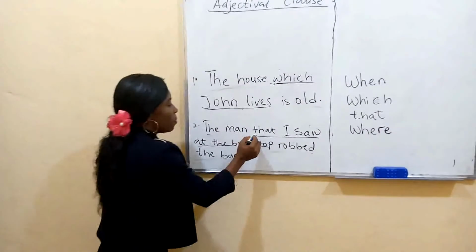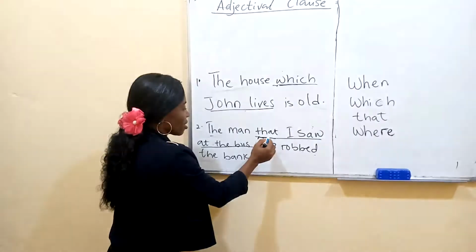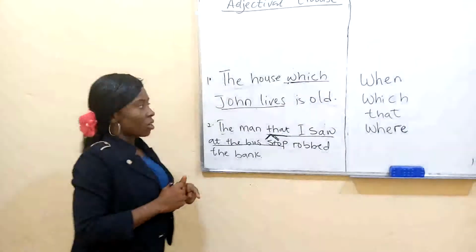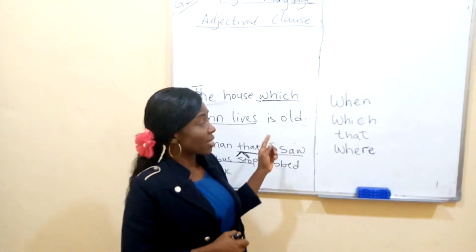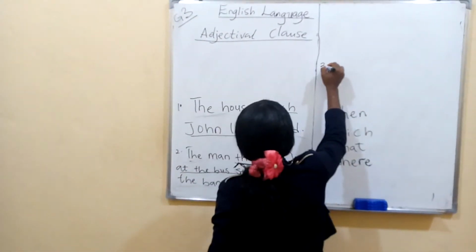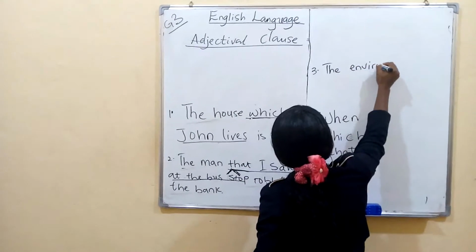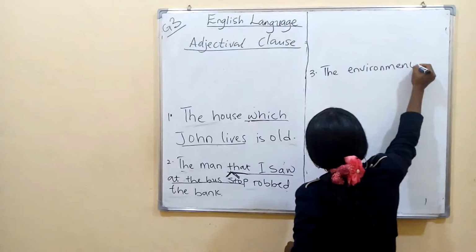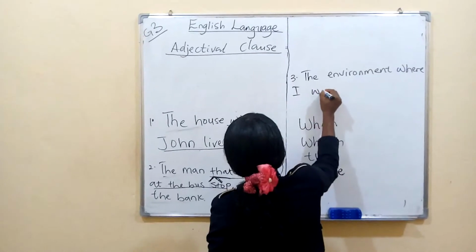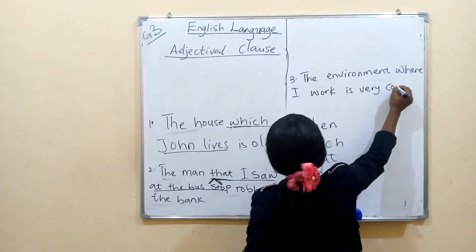You still remember this, that, introducing our adjectival clause? That introduces our adjectival clause. Alright, the next thing we are going to look at is our last example before we get our notes. Number 3: the environment where I work is very conducive.